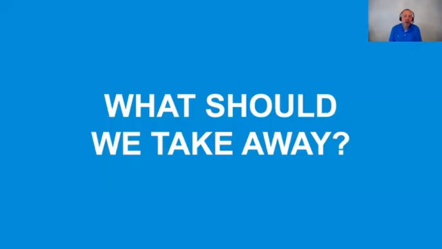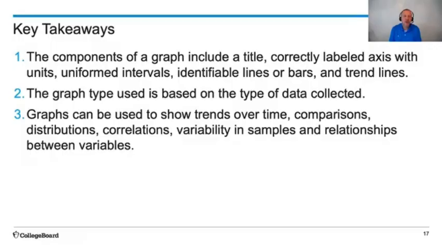So what should you take away today? First, the components of a graph include a title, correctly labeled axes with units, uniform intervals, identifiable lines or bars, and trend lines. The graph types used is based on the type of data collected. Graphs can be used to show trends over time, comparisons, distributions, correlations, variability in samples, and relationships between variables.